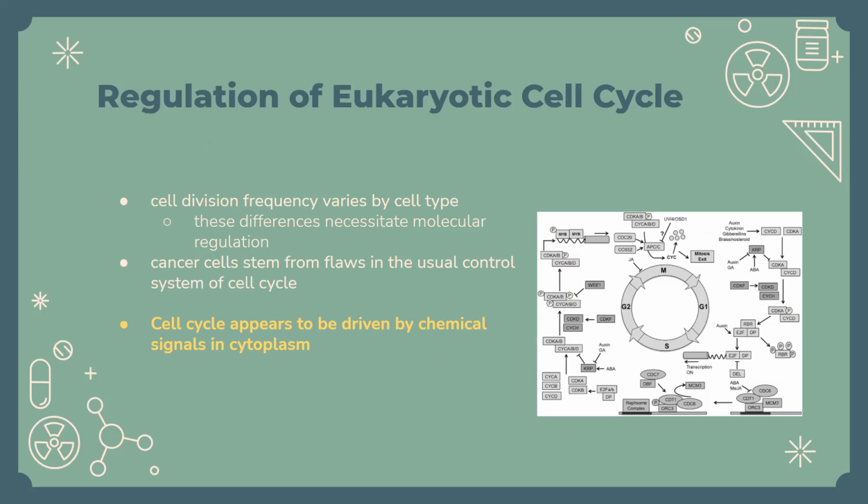Okay, so the eukaryotic cell cycle also requires regulation for it to function properly. And this is mainly due to the fact that cell division frequency will vary depending on the type of cell that it's occurring in. So it's generally found that the cell cycle appears to be driven by chemical signals in the cytoplasm. And when this moderation and regulation is disrupted, it can cause major flaws that can often lead to things like cancer.